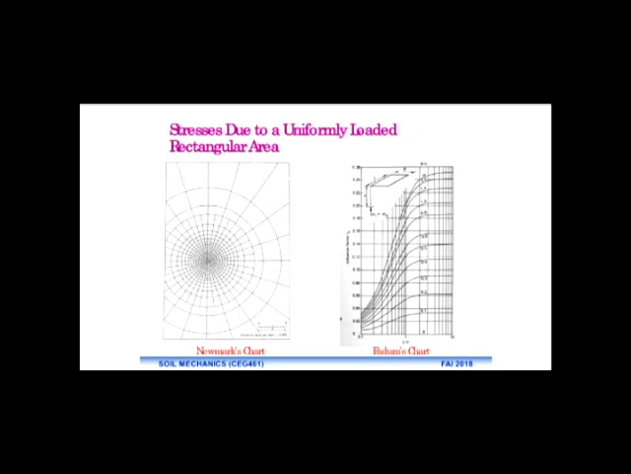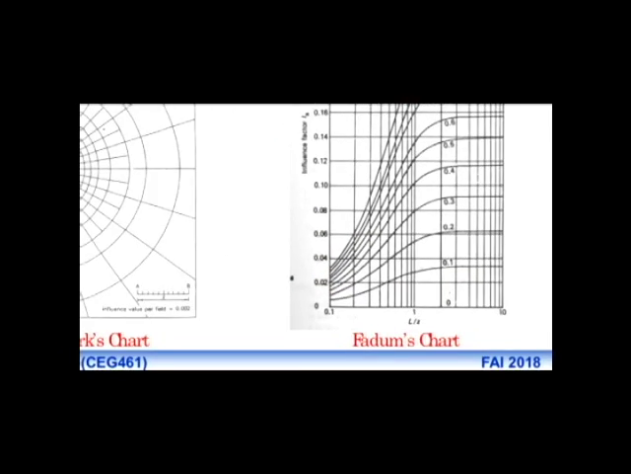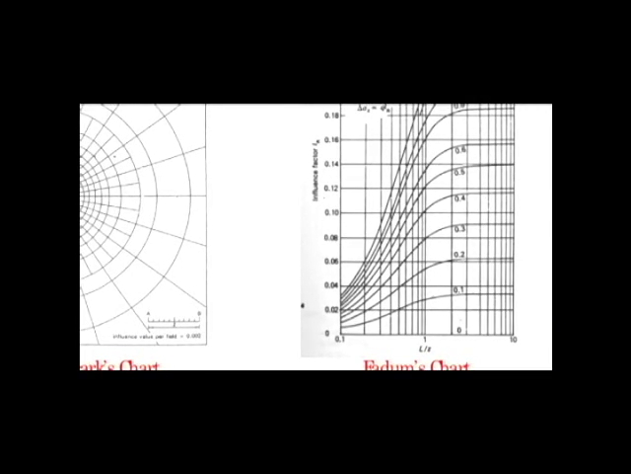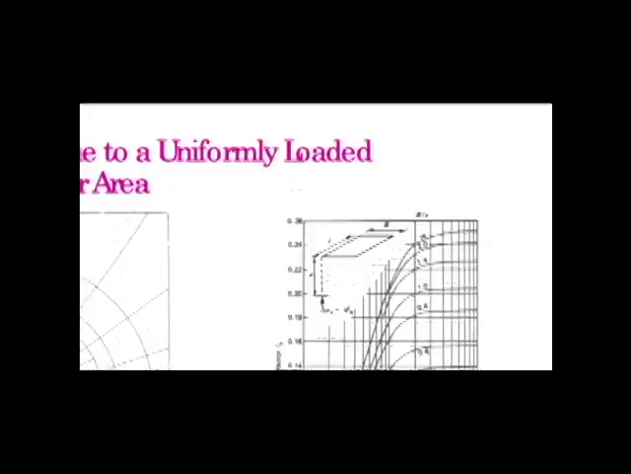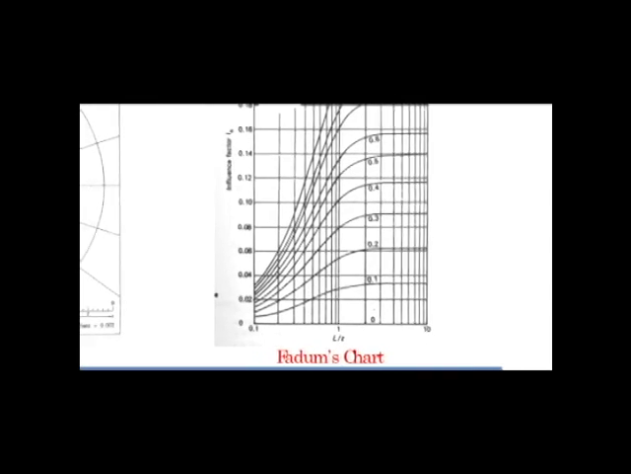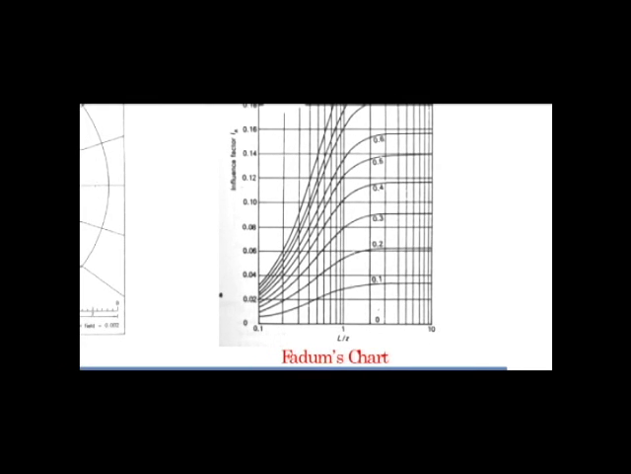Here you can see Newmark's chart and Fadum's chart. Newmark's chart is like a spider web. In Fadum's chart, you can see curved lines with the x-axis as L over Z and the y-axis as the influence factor IR. The curved lines represent B over Z.